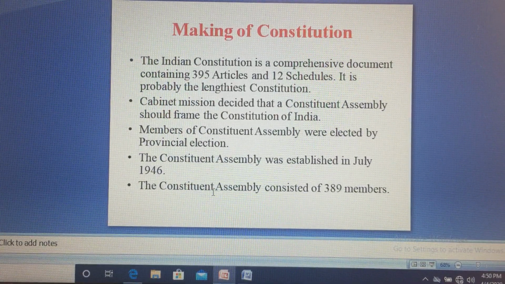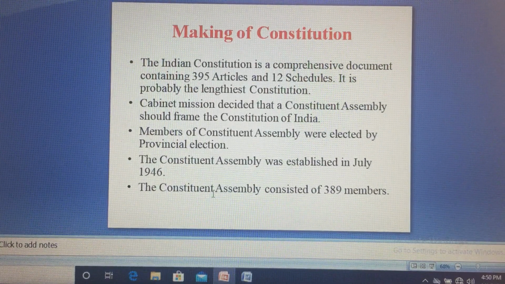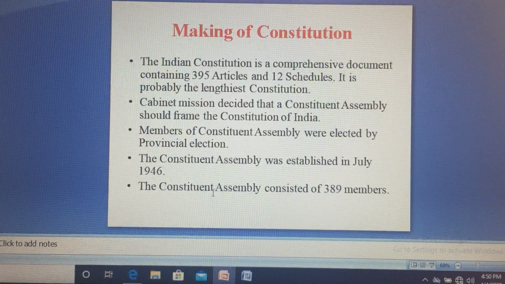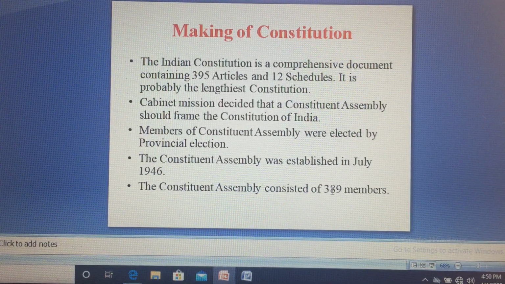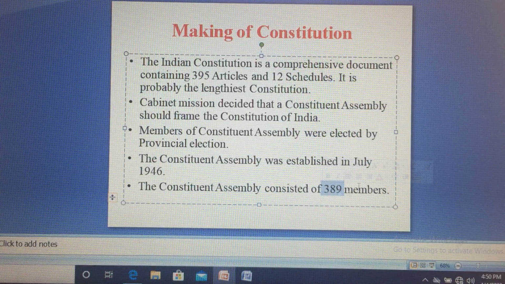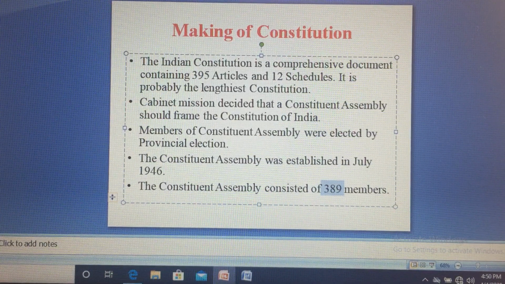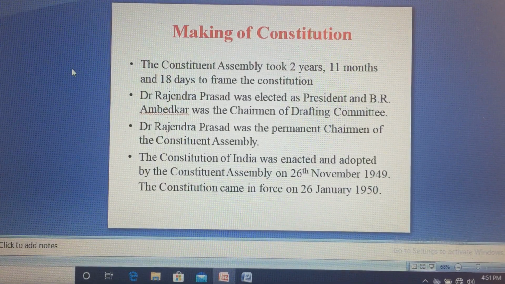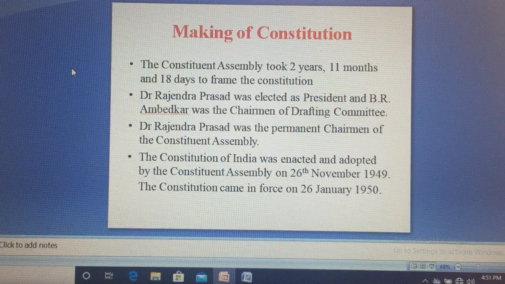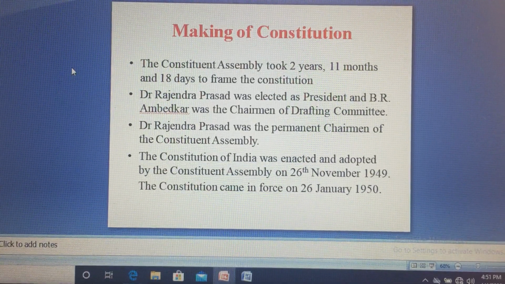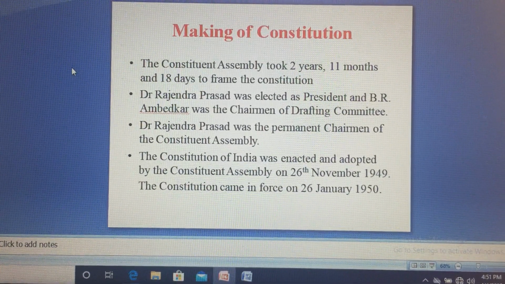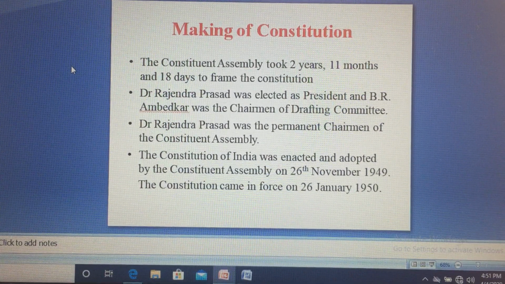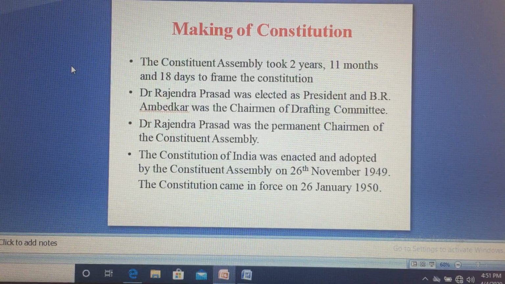Right now we have 28 states. So in these 14 provinces a general election was held, and the members who were elected were called the members of the Constituent Assembly. They were 389 in number, and they started writing our constitution. These members took 2 years, 11 months and 18 days to frame the constitution. Dr. Rajendra Prasad was elected as the president of the Constituent Assembly, and B.R. Ambedkar was the chairman of the drafting committee.